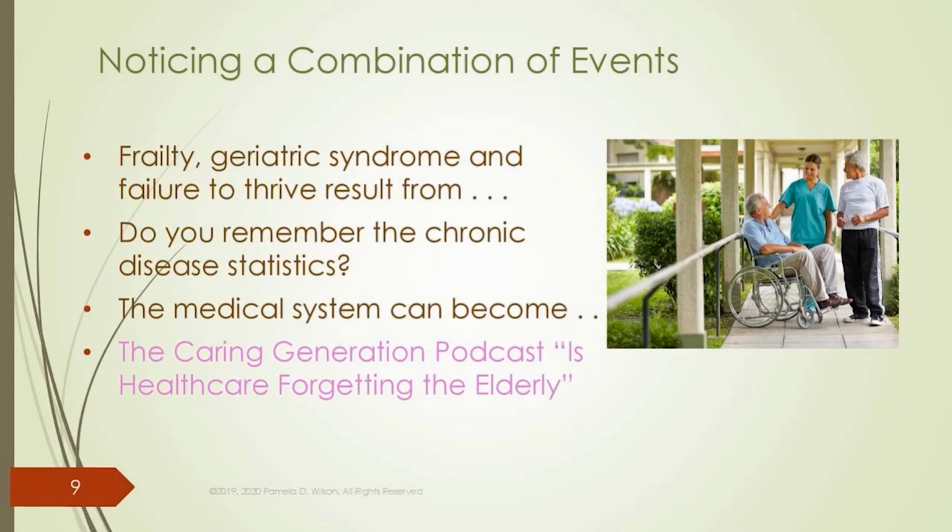So the medical system, as we talked, can become biased about healthcare for the elderly. Caregivers, though, can also become biased. You can just think, well, my parents are old, they don't deserve any care. I'm not going to do anything. This is just the way it is. It is not. It does not have to be that way.